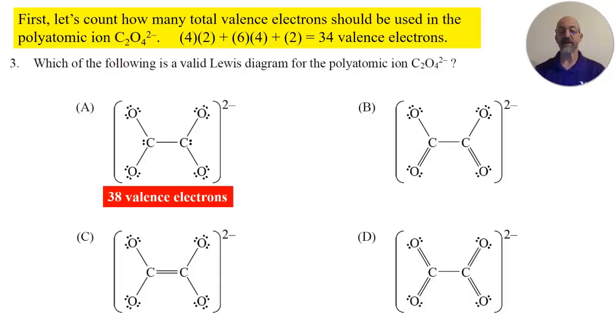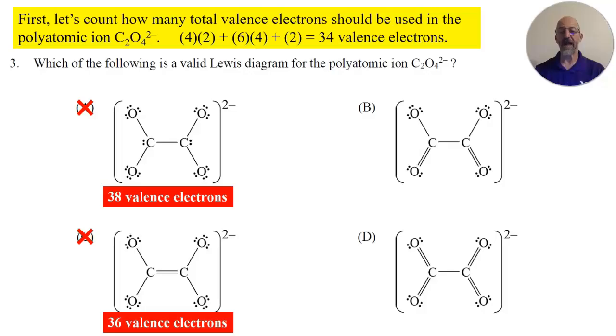There's 38 valence electrons, so we can eliminate the Lewis diagram in choice A. If you count the total number of valence electrons for choice C, it's also too many. That Lewis diagram in choice C has 36 valence electrons, so we can eliminate choice C. And then just like in question 2, if we see a central atom with more than 4 bonds, then that would violate the octet rule.